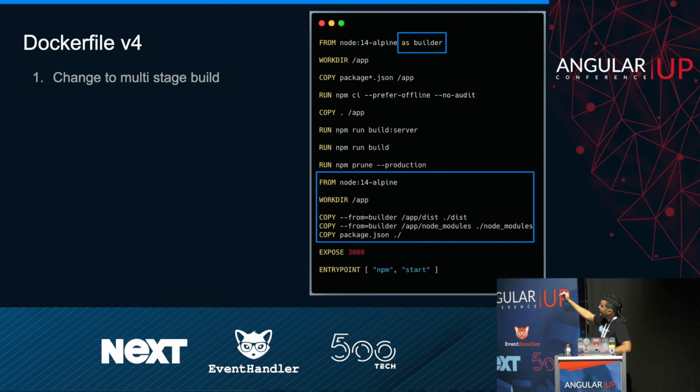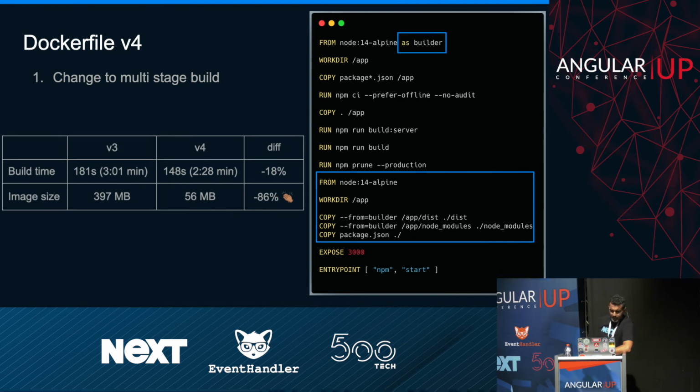And again, this version, I have an alias to the first stage as builder, and I can copy files from the first stage to the second stage. So with this version, my build time is now only 2 minutes 28, an improvement of 18%. And the image size is now only 56 mega.